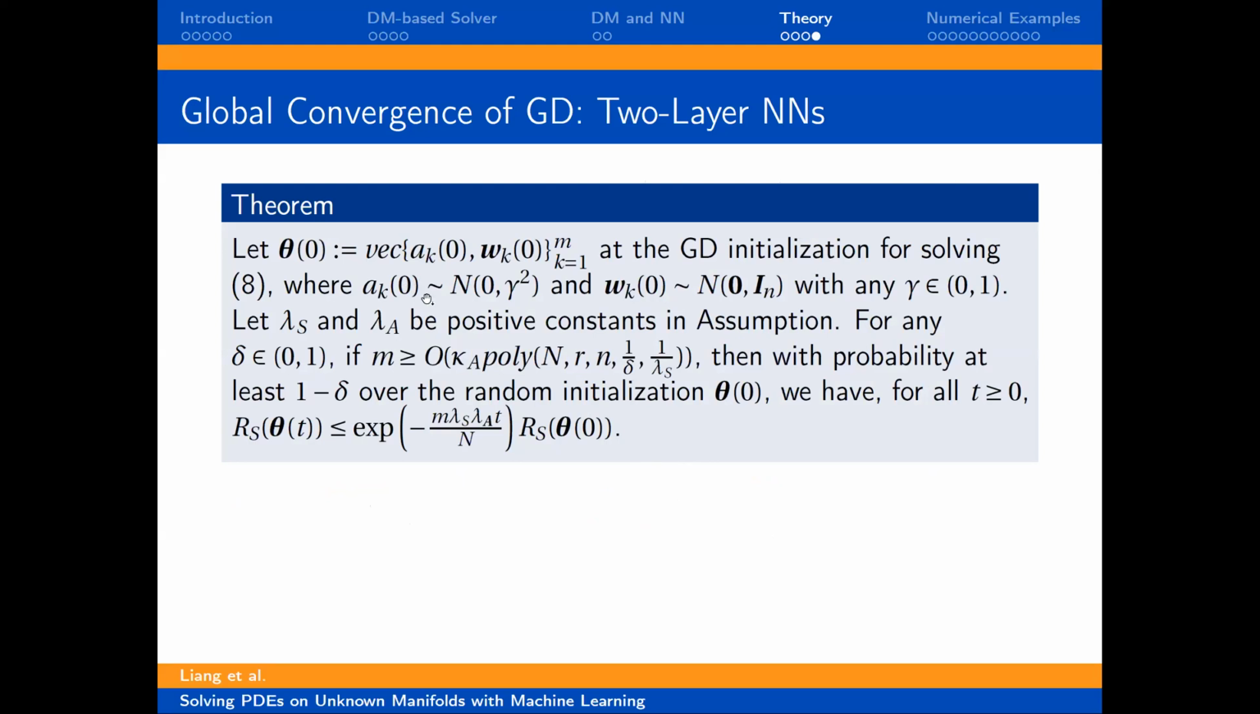So we assume theta_0 is the initialization, and we have a_k and w_k initialized by the normal distribution. We can show that when the width of the neural network is sufficiently large, we have a global convergence of the empirical loss.